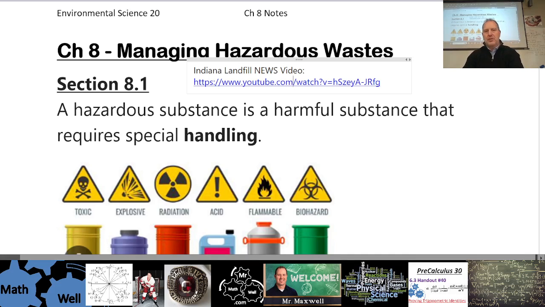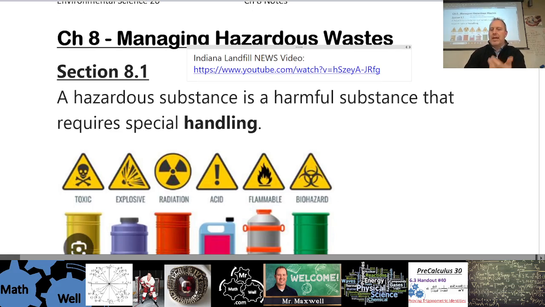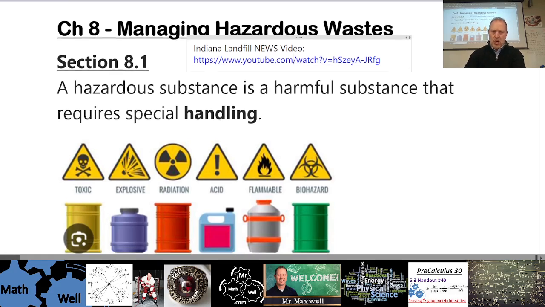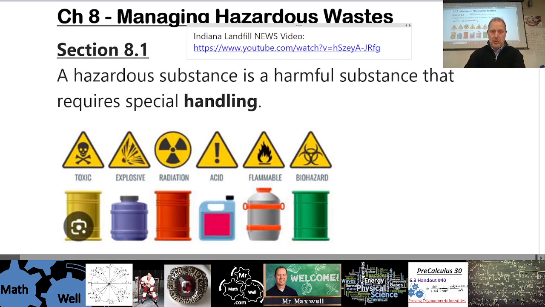So a hazardous substance, okay, what is a hazardous substance? It is a harmful substance that requires special handling. So we have some kind of radioactive or chemically unstable or toxic substance that requires special handling.